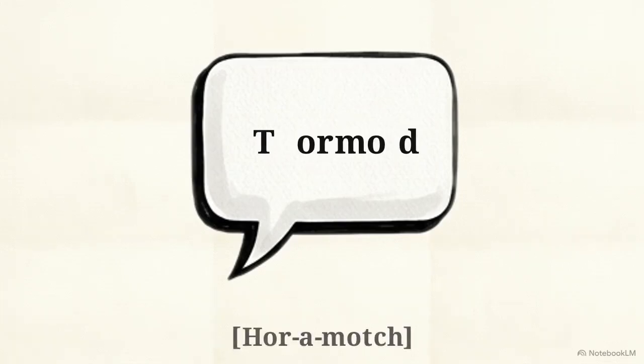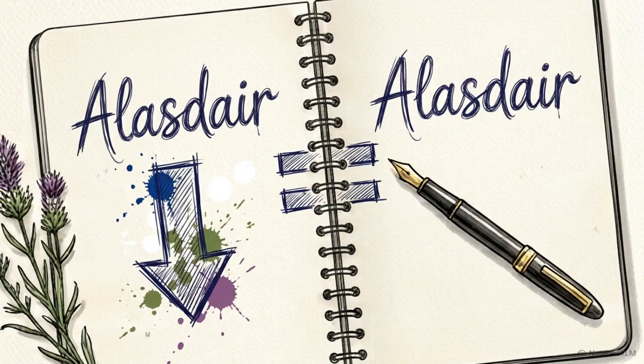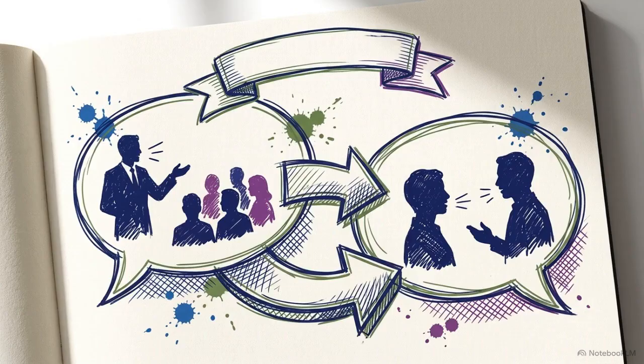Tormod becomes a Thormoid. There is one exception to keep in mind. If your partner's name begins with a vowel, like Alistair, you skip this process entirely. The name stays exactly the same. Let's write down the first line of your script. Write the word hello, followed by your partner's name, properly adjusted for the vocative case. Addressing someone by a modified version of their name is a distinct feature of Gaelic conversation, marking the transition to talking directly to them.